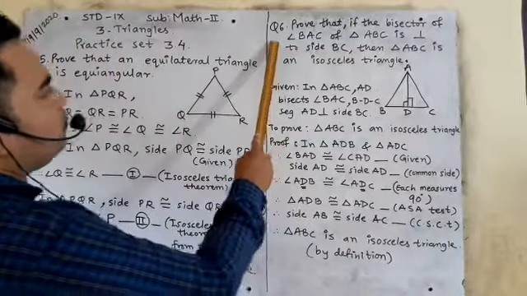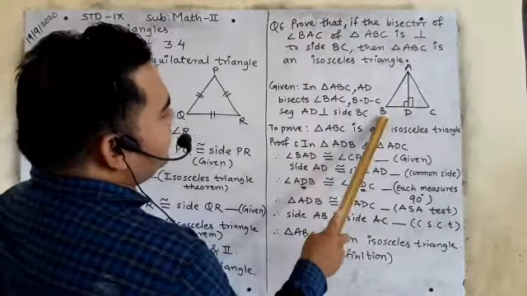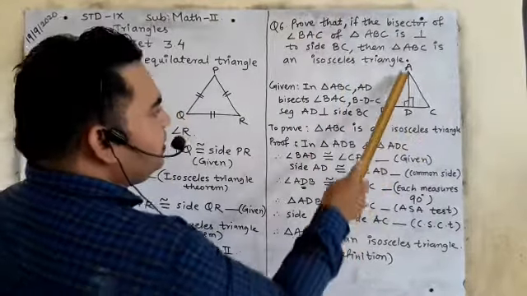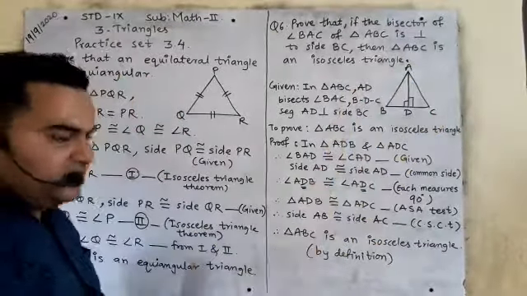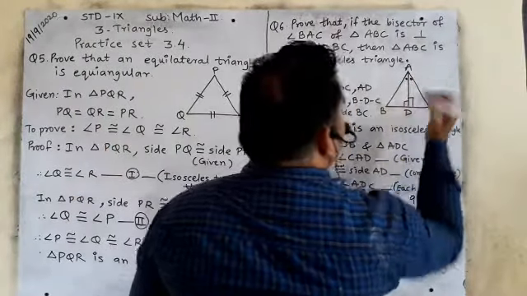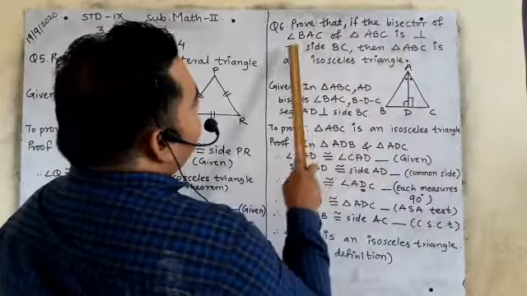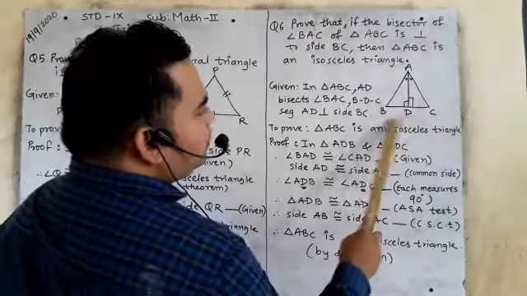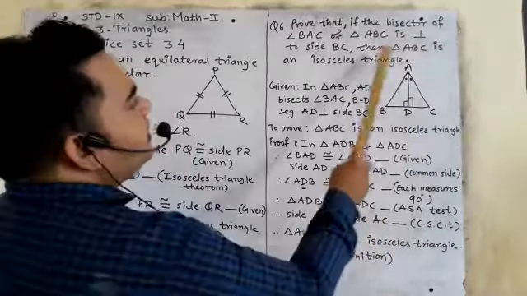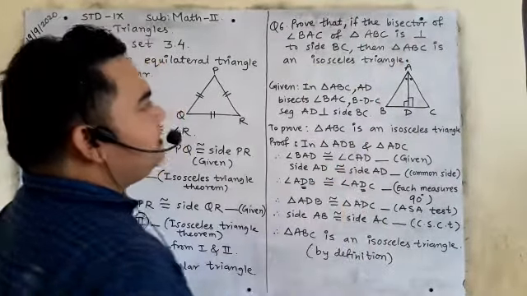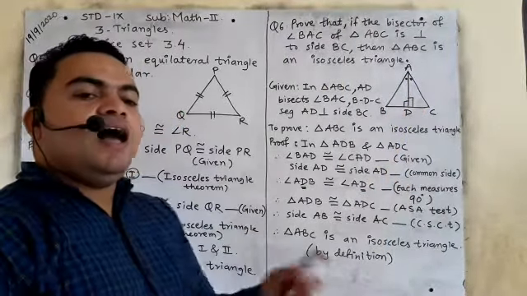Now see here. Question number 6. We again have to prove: if the bisector of angle BAC, this is the bisector of BAC and AD is the bisector, it means this will divide into two equal parts. Now, AD of triangle ABC is perpendicular to side BC. Can you see AD is perpendicular on side BC? Yes. Then triangle ABC is an isosceles triangle. We have to prove that triangle ABC is an isosceles triangle.